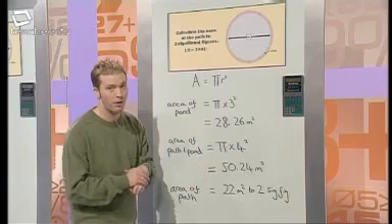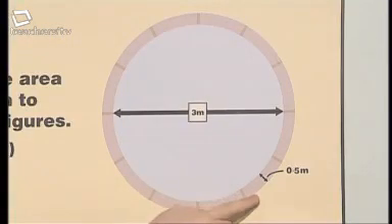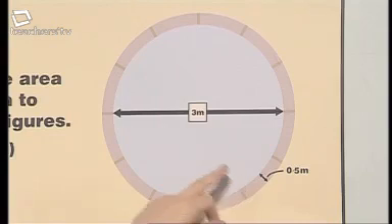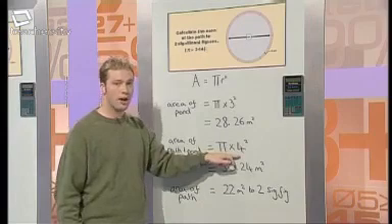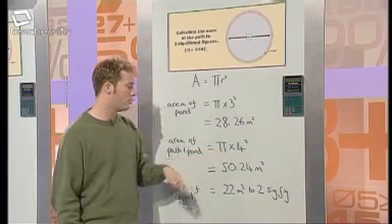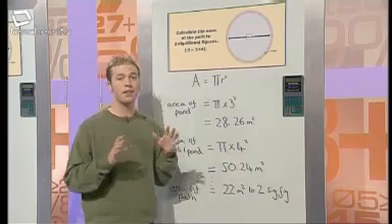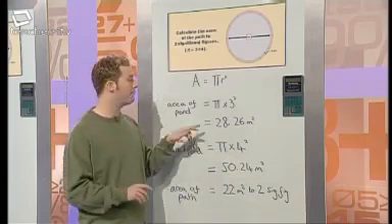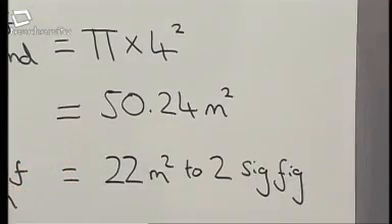To work out the area of the path and the pond, I use the same formula, but a path of width 0.5 metres on either side means the total radius is now 4 metres. And 4 squared multiplied by 3.14 is 50.24 metres squared. And to find the area of the path, I subtracted the area of the pond from this figure, and I got 22 metres squared to 2 significant figures.